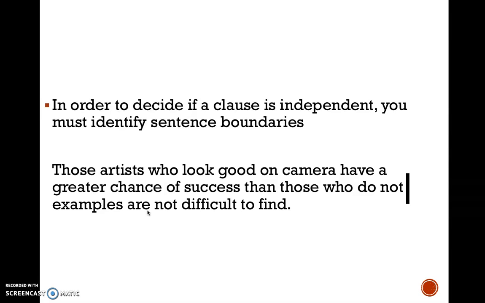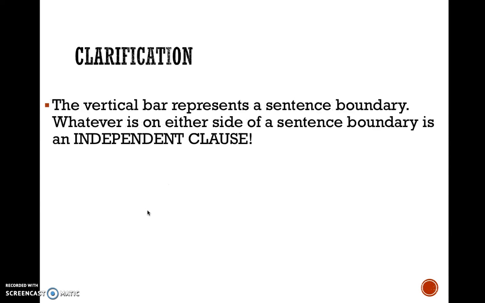Those artists who look good on camera have a greater chance of success than those who do not is a complete thought. That's an independent clause. And then what follows is also an independent clause. Examples are not hard to find. So the vertical bar here, guys, represents a sentence boundary. Whatever's on either side of a sentence boundary is an independent clause. Just think of it as a complete thought, a complete sentence. It could be a complete sentence, okay?